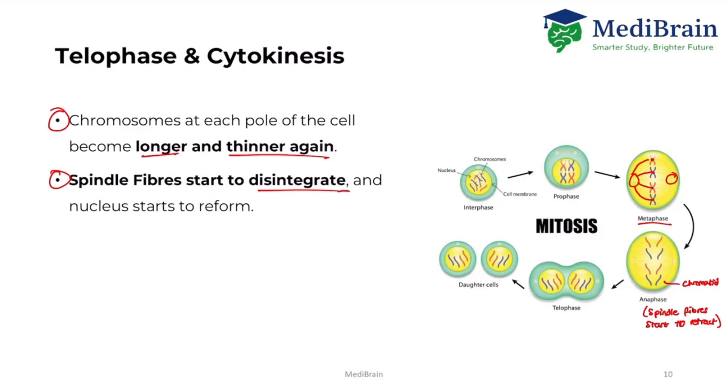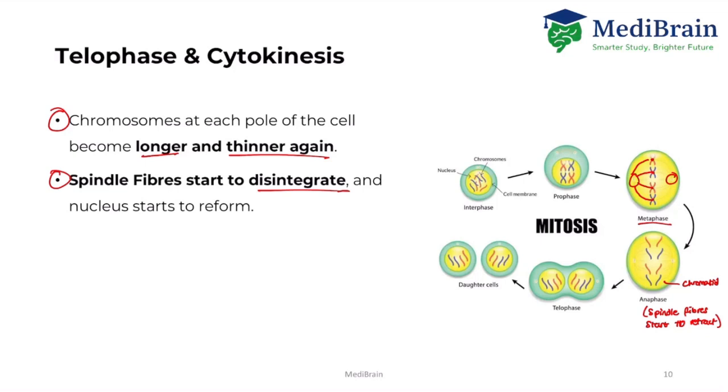Okay, and the spindle fibers which were pulling the chromosomes, pulling the individual chromatids to either end of the pole, will disintegrate because they need to detach from the chromatids. They don't want to stay attached to the chromatids, so they need to disintegrate. Okay, so the spindle fibers start to disintegrate. The chromatids are there by themselves now, and then the nucleus will start to reform.